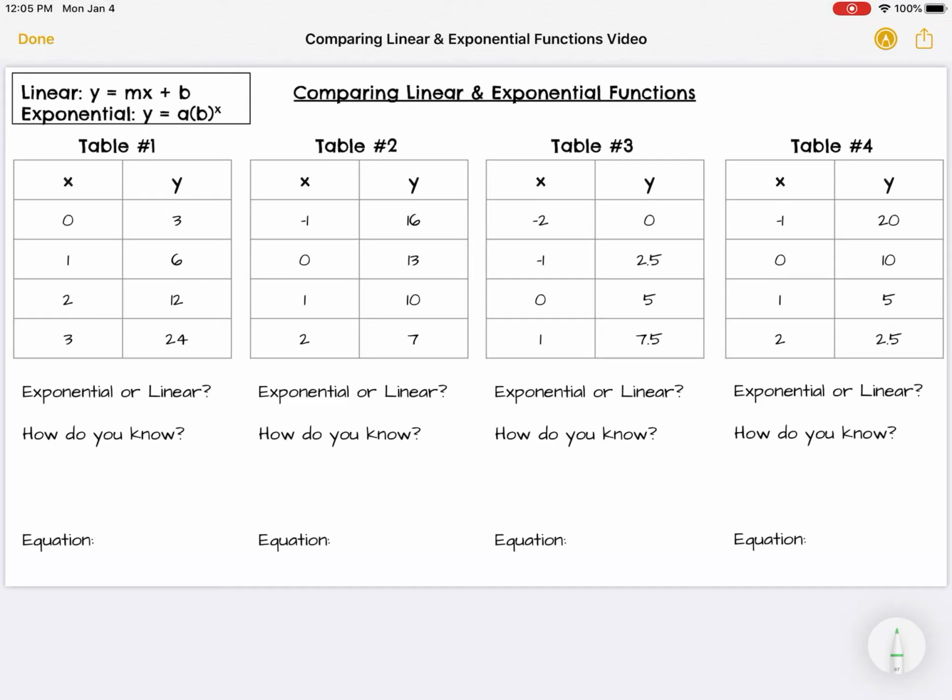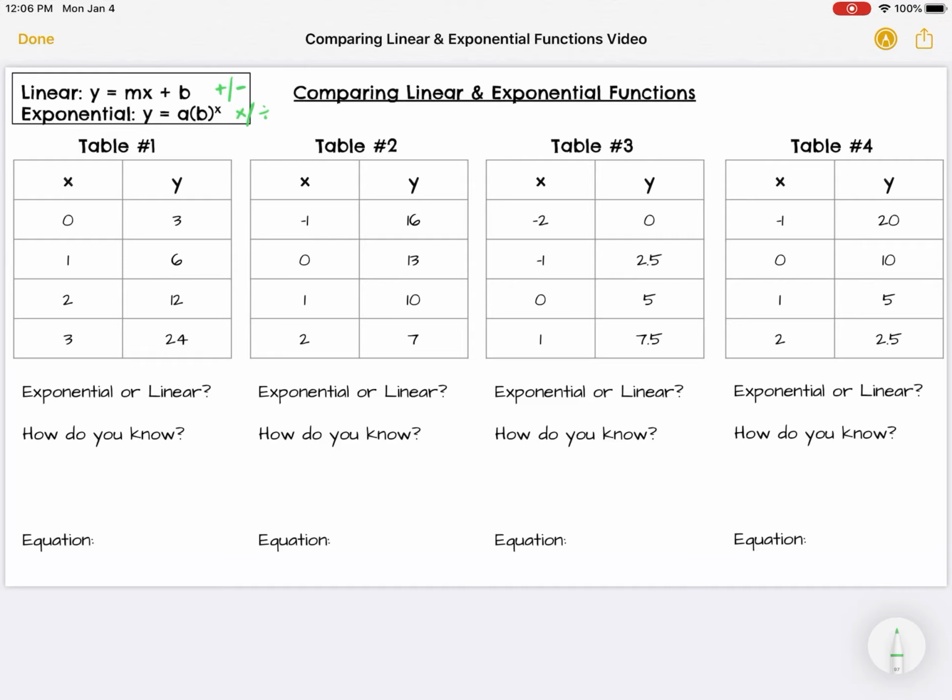I see that I always need to start by looking at my y values to figure out if I have a pattern that's multiplying by a constant, dividing by a constant, or adding or subtracting by a constant. So a linear pattern is always when we see that the y values are adding or subtracting by a number, and an exponential function is when we see that the y values are multiplying or dividing by a number.